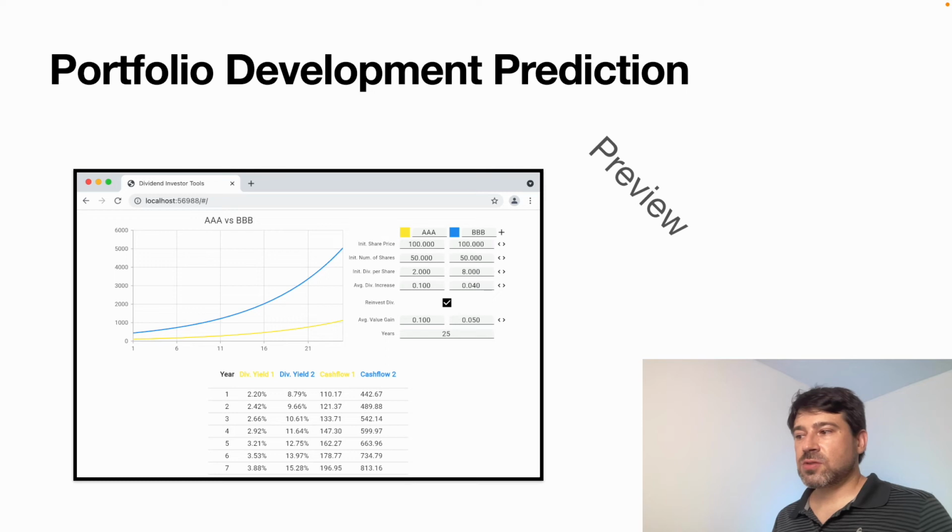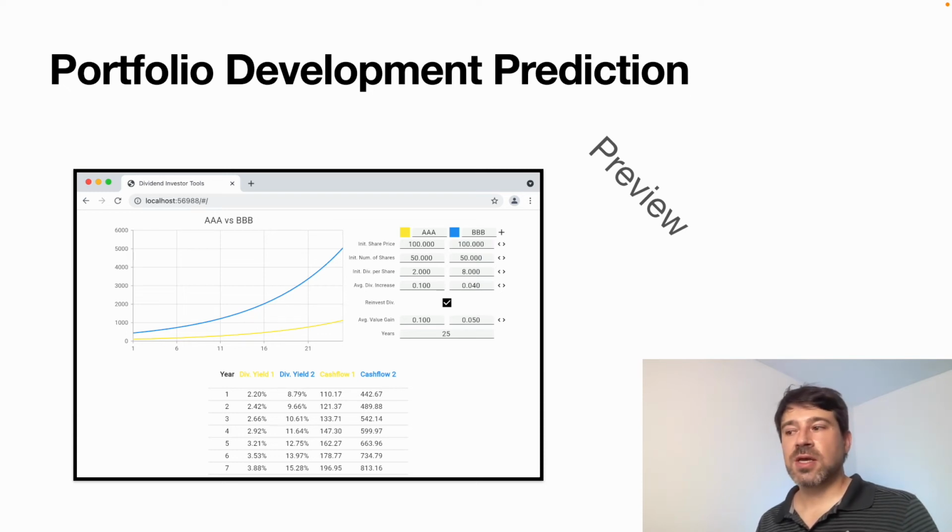And what you can do with this tool is you can specify the different parameters of a stock, and you can specify your expected growth rate of the dividends and also the share price. For example, you expect a dividend growth over the next years of about 8%, and the share price you expect to rise 5%. You can specify those values, and this tool predicts or computes the development of the stock.